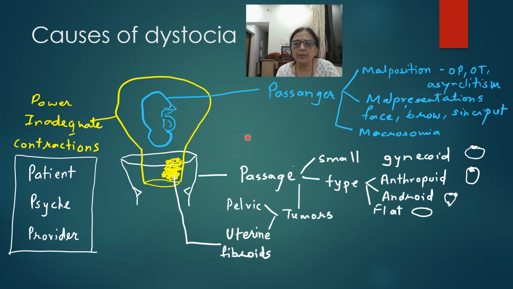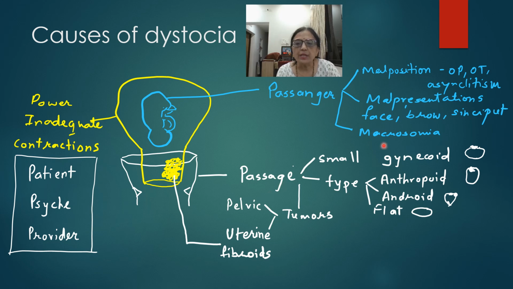Pictorially, sometimes we can remember better. That is why I have tried to divide these causes pictorially, as passenger is the baby, where there can be malpositions such as occipito-posterior, occipito-transverse, or asynclitism. Malpresentations such as face, brow, or sinciput is also a malpresentation, where there is a marked deflection and the sinciput is presenting over the internal os of the cervix. Then we call it a sinciput malpresentation, or there can be macrosomia or fetal anomalies.